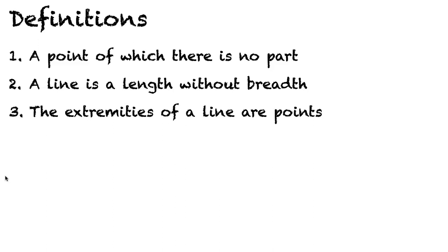3. The extremities of a line are points. This one shows the connection between points and lines. And the good perspective is that Euclid did define each term, point and line, before talking about their relationship. However, he didn't mention how many extremities a line can have, or what extremity means.